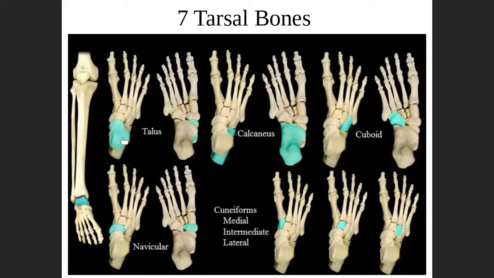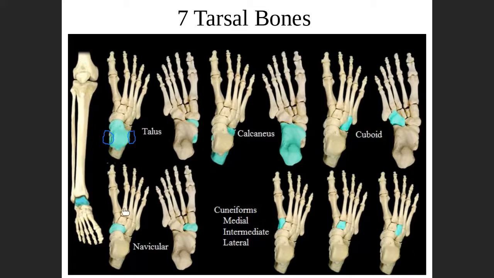So here's the superior view. Here's the talus. On each side of the talus, on the medial side, you'll find the medial malleolus from the tibia, and on the lateral side, you'll have the lateral malleolus from the fibula. Right? And then if we flip the foot over, this is the inferior view, here is the calcaneus right here. And then you can see it from the superior view. This bone right there that's in the way, that's the talus. Calcaneus is down here.